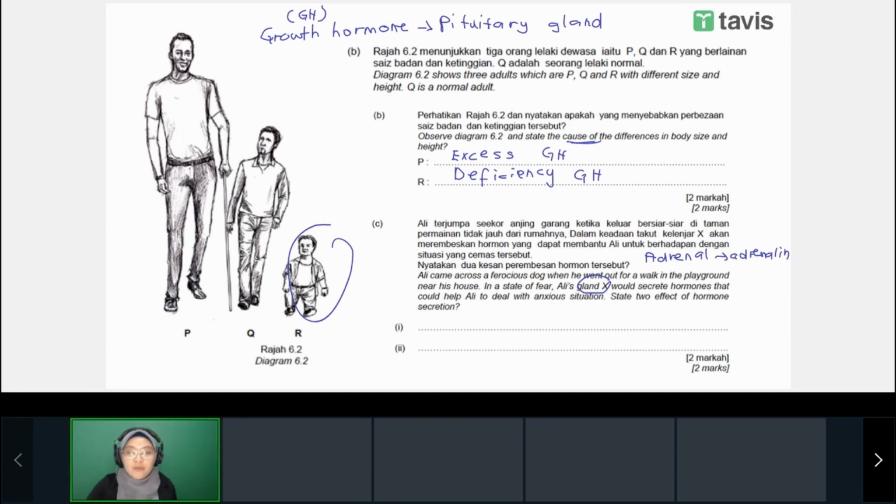When the amount of adrenaline in the body increases, the heart rate will increase. The respiratory rate will increase. The blood supply to the muscles will increase to prepare ourselves for the emergency situation. They ask about the effects, which I talked about just now. You can write increased heart rate. You can also write increased blood supply to muscle. Another effect: increased rate of respiration. What else? Increased blood sugar level.